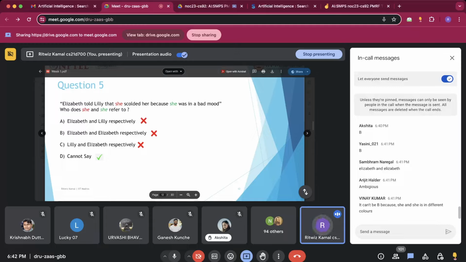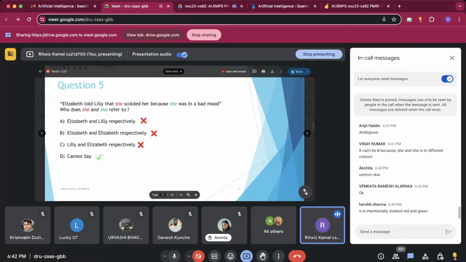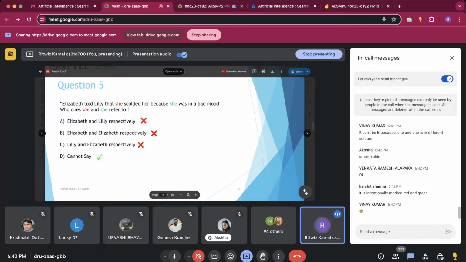In response to one of the questions in the chat, don't worry about the two she words being of different colors. That's just something I did to highlight the two instances of she. Imagine the sentence without any color assignments. It's not intentionally marked red and green, it's just marked to show there are two instances of she. So when you get this question in the assignment, it won't be colored, don't worry about it.